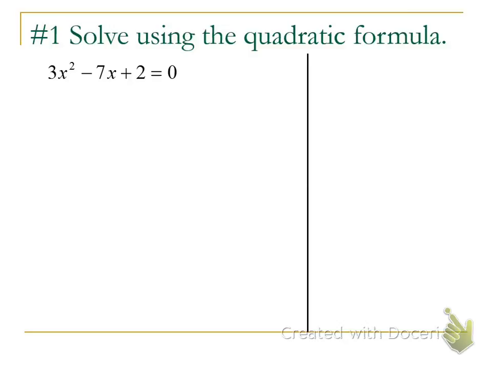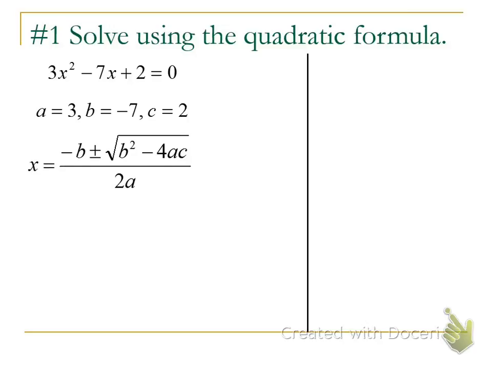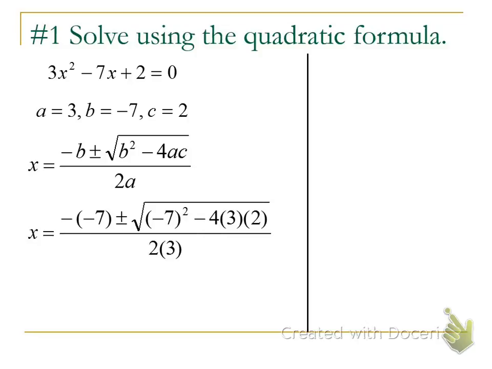If I have 3x squared minus 7x plus 2 equals 0, and I am trying to find the solutions to this equation, in order to use the quadratic formula, I must know that a equals 3, b equals negative 7, and c equals 2. And then I would just fill that into my formula. So I would have x equals positive 7, negative 7 is positive 7, plus or minus the square root of negative 7 squared minus 4 times 3 times 2, all divided by 2 times 3.